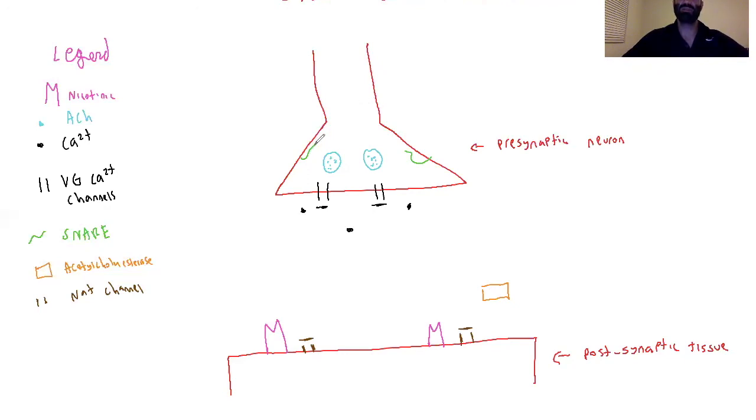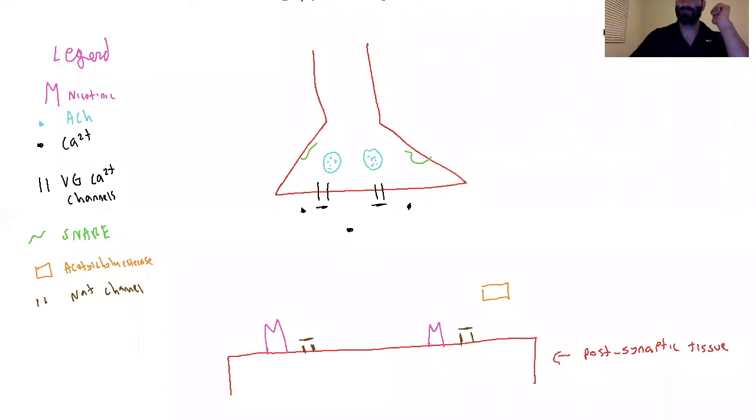So green things, SNARE proteins; sky blue things, acetylcholine. These channels in black are going to be voltage-gated calcium channels. The black dots are going to be calcium. The pink receptor is going to be nicotinic receptors. And this brown channel is going to be a sodium channel. And I'm not going to draw sodium here. You'll get the idea. Now, the first thing that is going to happen, so I'm going to do the steps up here.